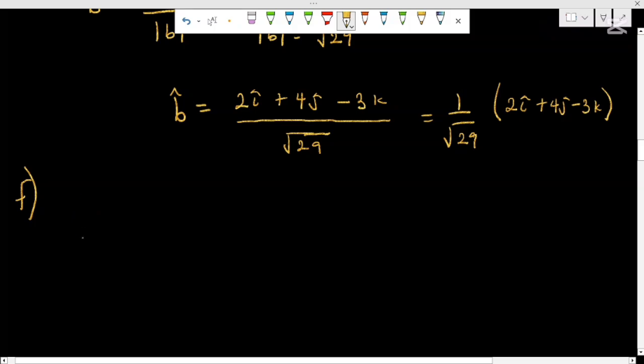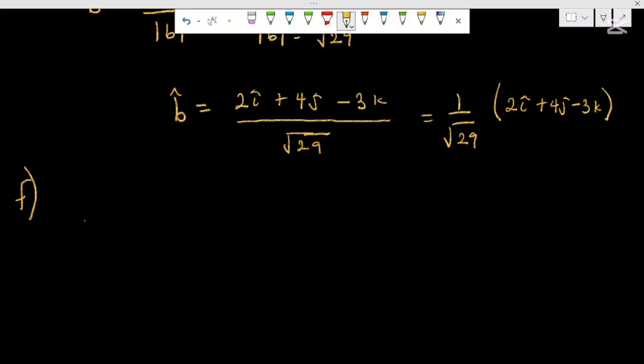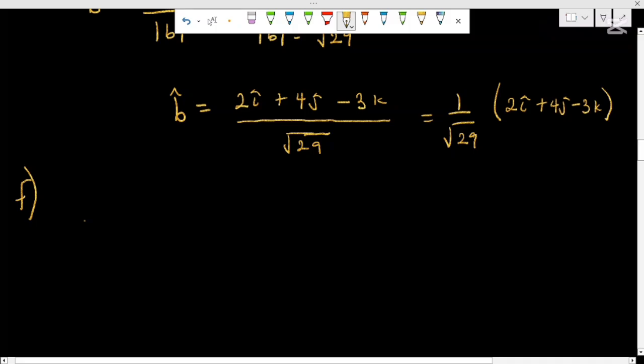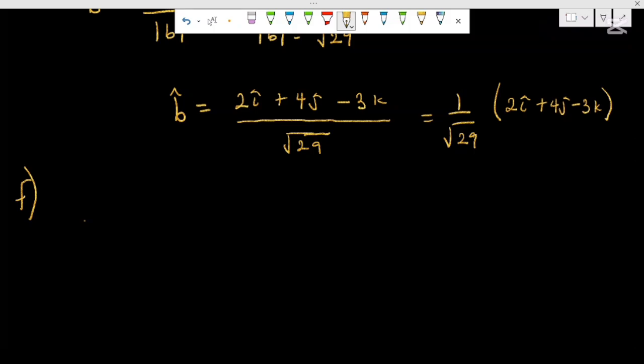F is telling us to find the unit vector perpendicular to both A and B. And we already know that the vector that will be perpendicular to both A and B is their cross product, because I've said that earlier in one of my previous videos. So we are now going to be looking for what? The unit vector of the cross product of A and B.